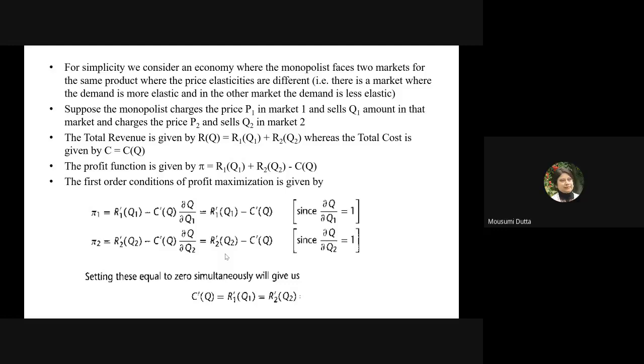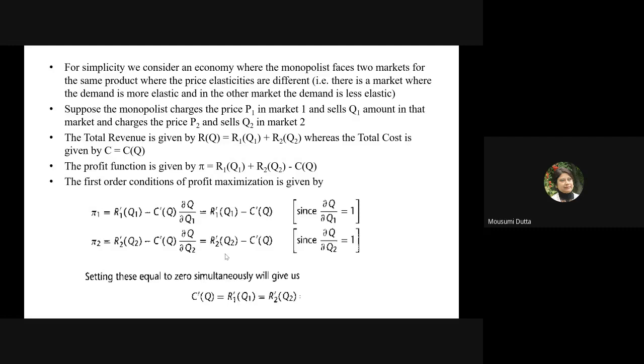For simplicity, we consider an economy where a monopolist faces two markets for the same product, where the price elasticities are different. That is, there is a market where the demand is more elastic, and in the other market, the demand is less elastic. Suppose the monopolist charges the price P1 in market 1 and sells Q1 amount in the market, and charges price P2 and sells Q2 in market 2.